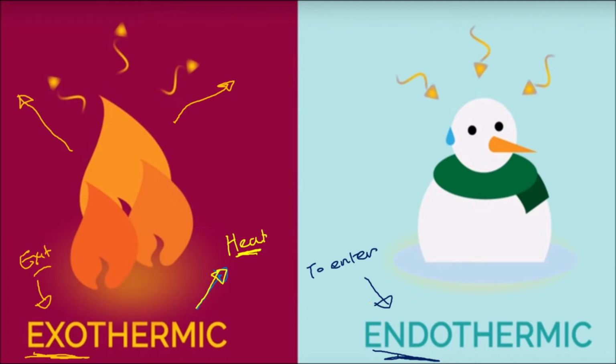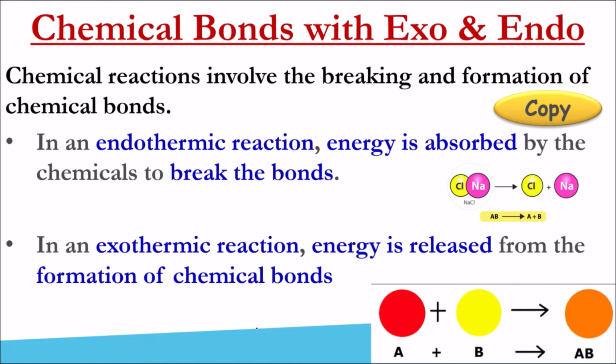If we look at endothermic reactions, that's where heat is being absorbed. So if you can imagine a melting snowman, heat from the surroundings is being absorbed by the snowman, and as a consequence, the snowman is going from a solid component of water into liquid water. Okay, so let's explain the difference between exothermic and endothermic.